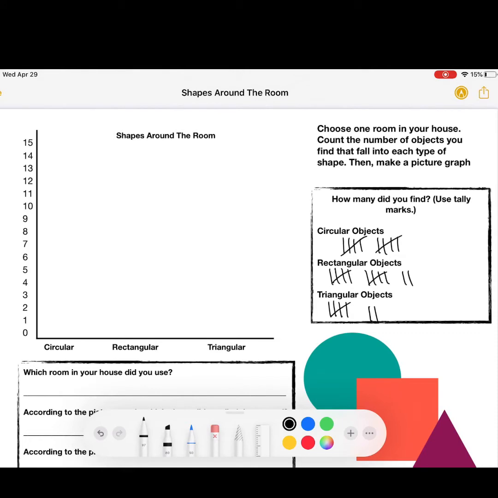Once you've made your tally marks, you're going to be making your picture graph. So, for circular objects, I'm going to use a circle. How many circles am I going to draw? I'm going to draw 10 circles because I had 10 tally marks.